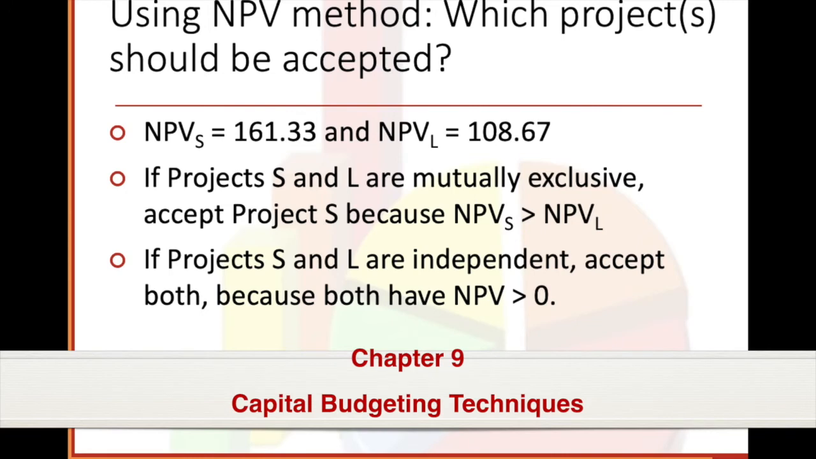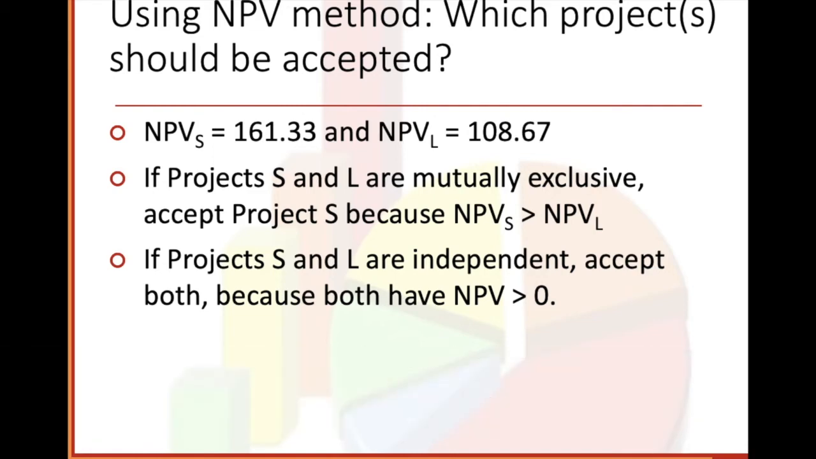Using the net present value method, which project or projects should be accepted? NPV of S equals 161.33, and net present value of L equals 108.67. So if project S and L are mutually exclusive, accept project S because NPV of S is greater than NPV of L. If project S and L are independent, accept both because they both have net present values greater than 0.